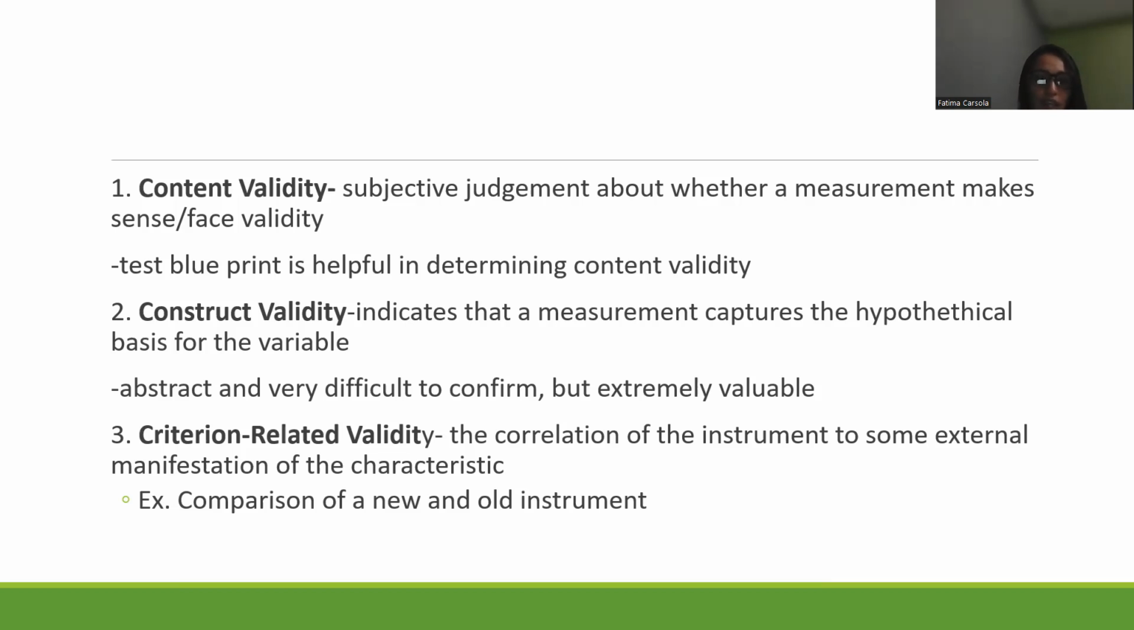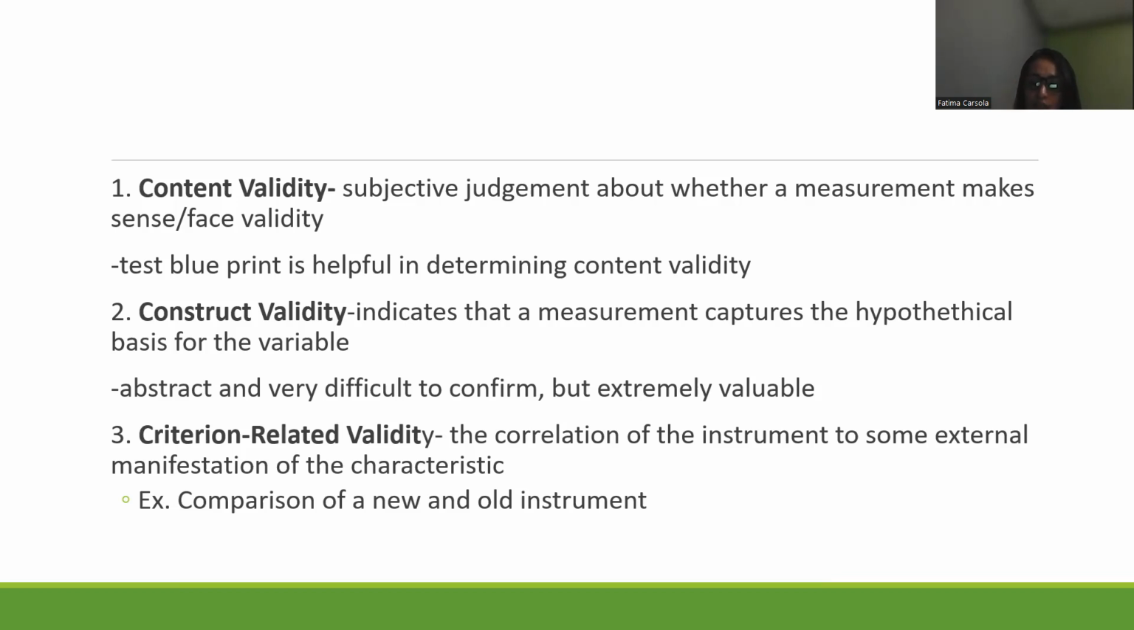Another one is criterion-related validity. Criterion-related validity is the correlation of the instrument to some other manifestation of the same characteristic. That's what I mentioned there, a comparison of the old and the new instrument. Most validity tests use a correlation coefficient to represent the degree of relationship between the instrument and the reference.